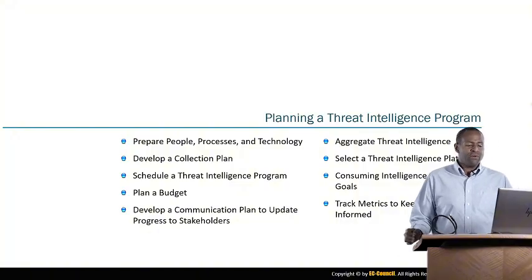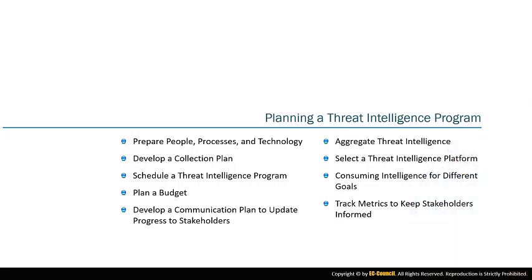All right, so that brings us to the next section, which is planning a threat intelligence program. We're going to look at preparing, developing a plan, scheduling that threat intelligence program, planning the budget, very important part of taking care of that threat intelligence program, and then developing a communications plan to update the stakeholders on progress with the threat intelligence program. We're going to look at the aggregation of threat intelligence. We're going to select a platform, consult intelligence for different goals, and track metrics to keep stakeholders informed.